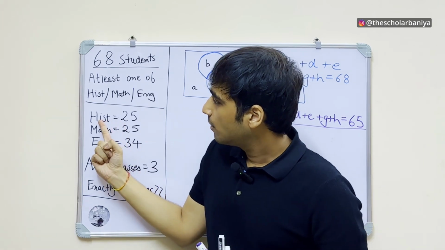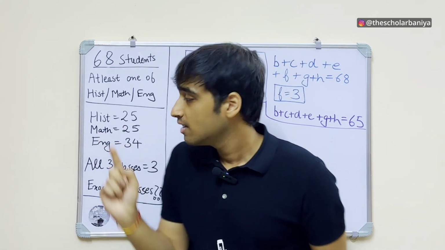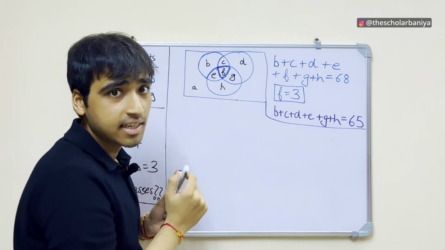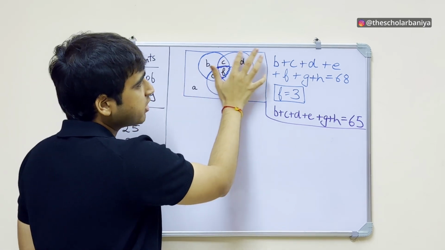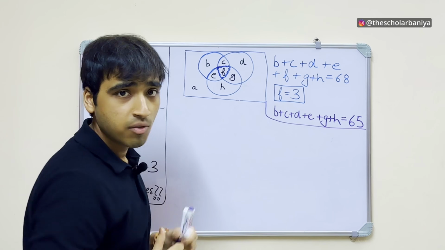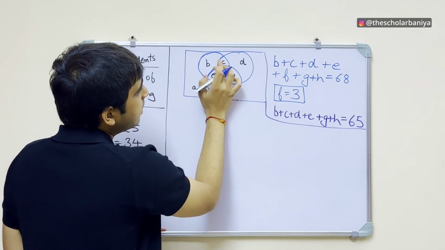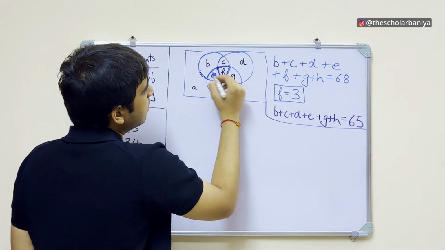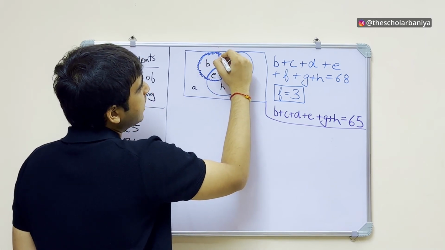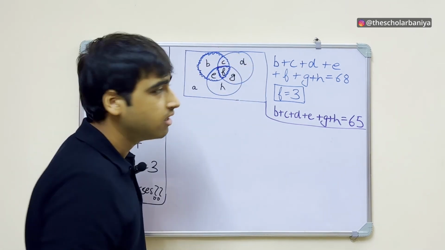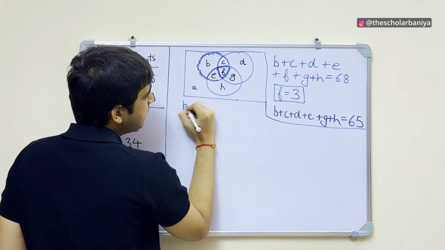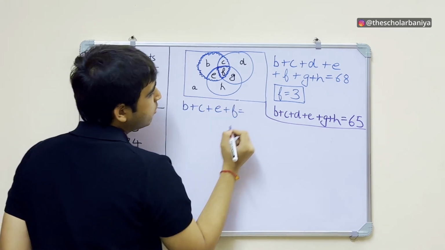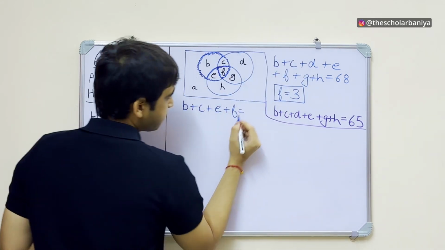Now we were given that the number of students who are studying history is 25. So what is the number of students who are studying history? This was history, this was math, and the third circle was English, right? The number of students who are studying history means this entire circle, right? That means B plus C plus E plus F is equal to how much? 25.